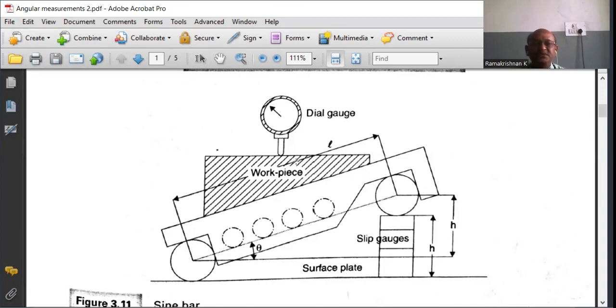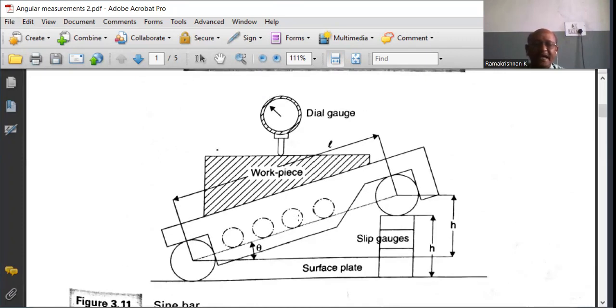The parallelism can be checked by moving the plunger of the dial gauge near the tapered surface and along the entire length of the tapered surface. If there is no deflection, we can conclude the tapered surface is made exactly parallel to the surface plate. If not, the slip gauges are again restacked so that the taper surface is made parallel.